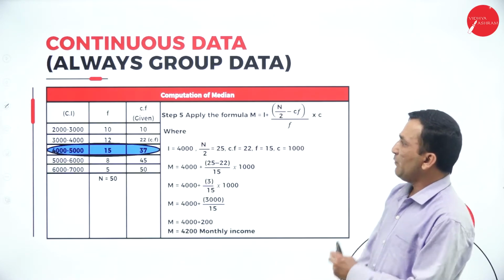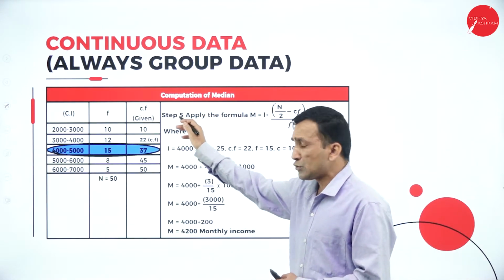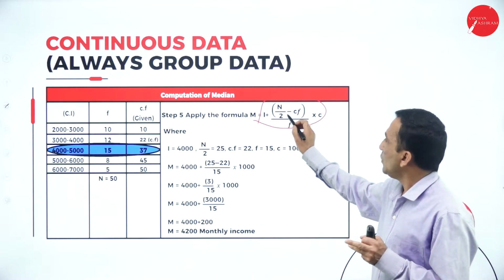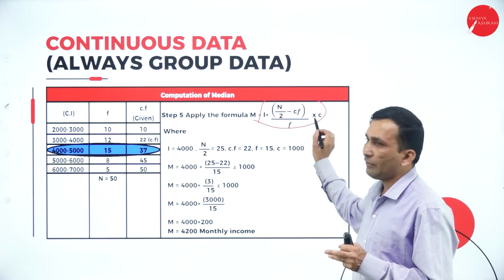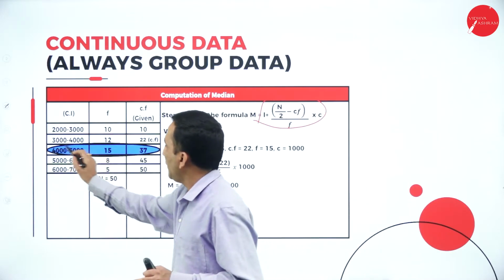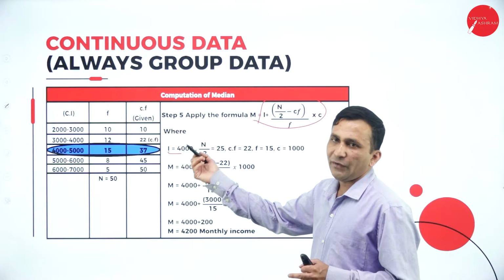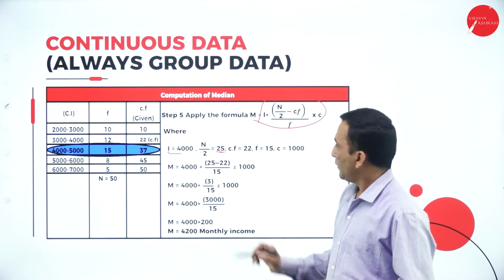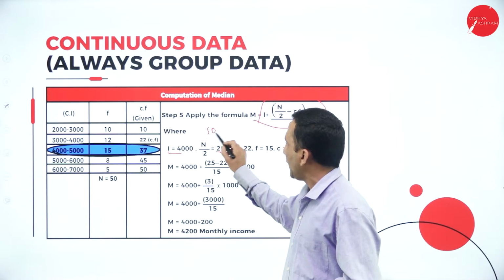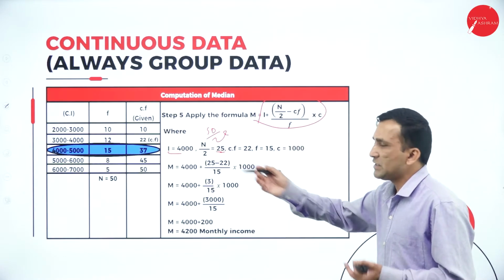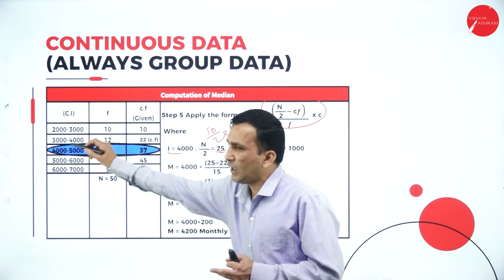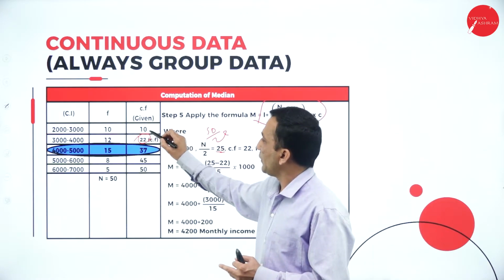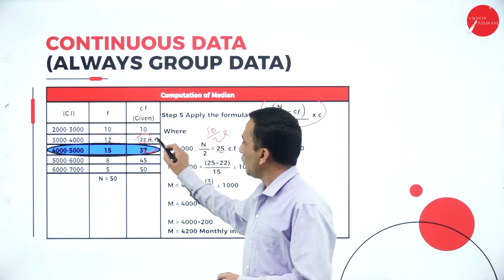Moving forward, I have written the same formula one more time because I need to solve the final steps. Now we need to identify the value of each and every element. Here L is identified: lower limit 4000. n by 2 we already simplified, 50 divided by 2, so I directly wrote 25. If you want, you can write n as 50 divided by 2, which gives 25. And the cumulative frequency is always the value before the median class, the cumulative frequency of the class before it.